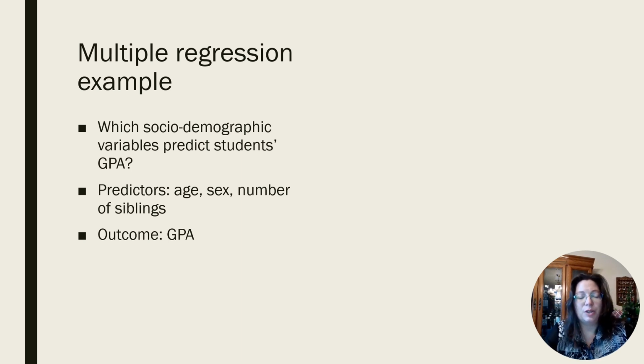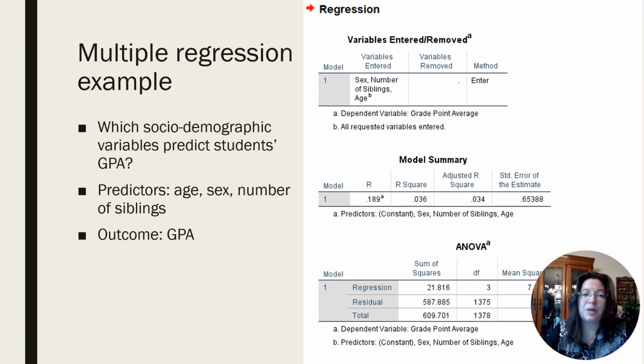Let's look at an example using our data. So suppose we wanted to know which sociodemographic variables predict students' GPA. We'll use the predictors of age, sex, and number of siblings, and our outcome is going to be GPA. When we run this through SPSS, we get this table here. The first table just tells us how we input our information, but the second table is the important one, this model summary. So this is the table that tells us our effect size.